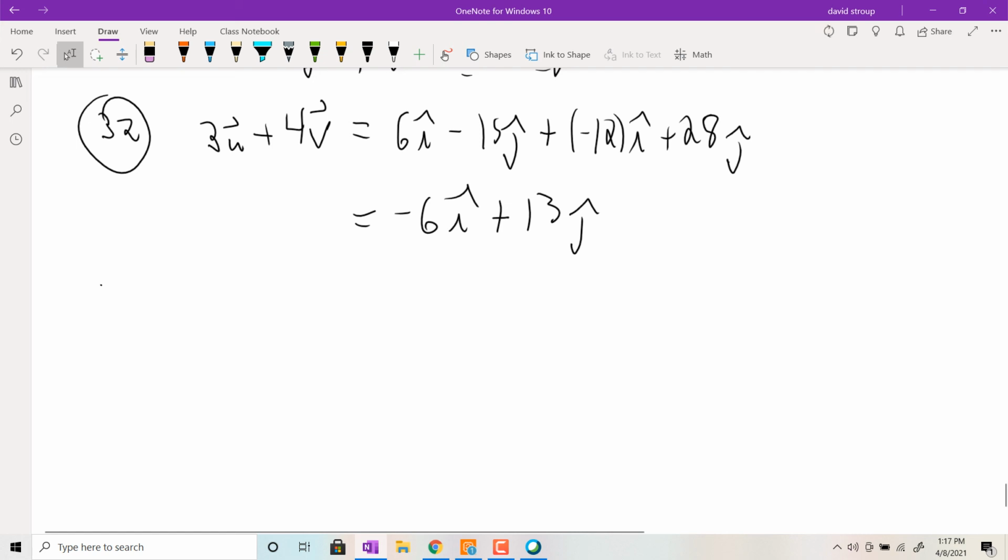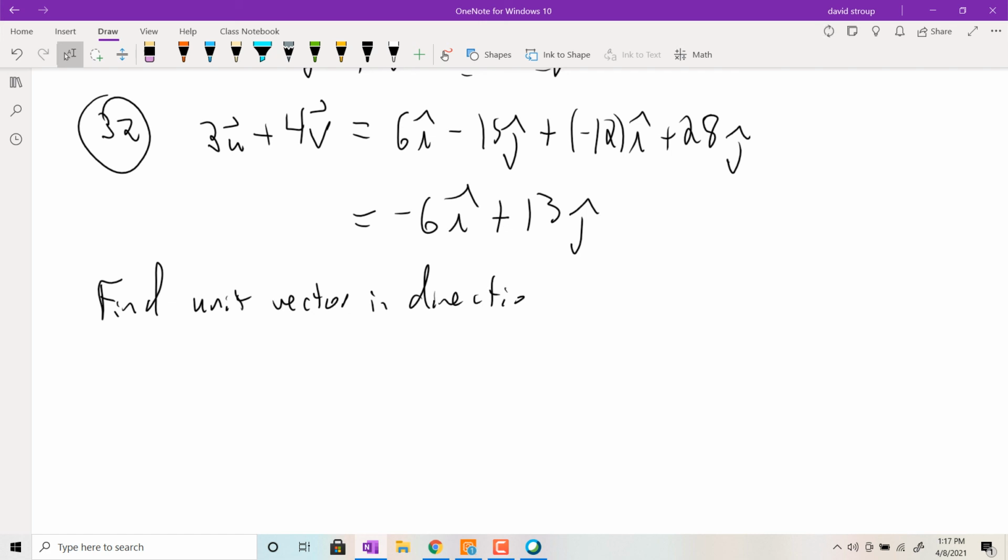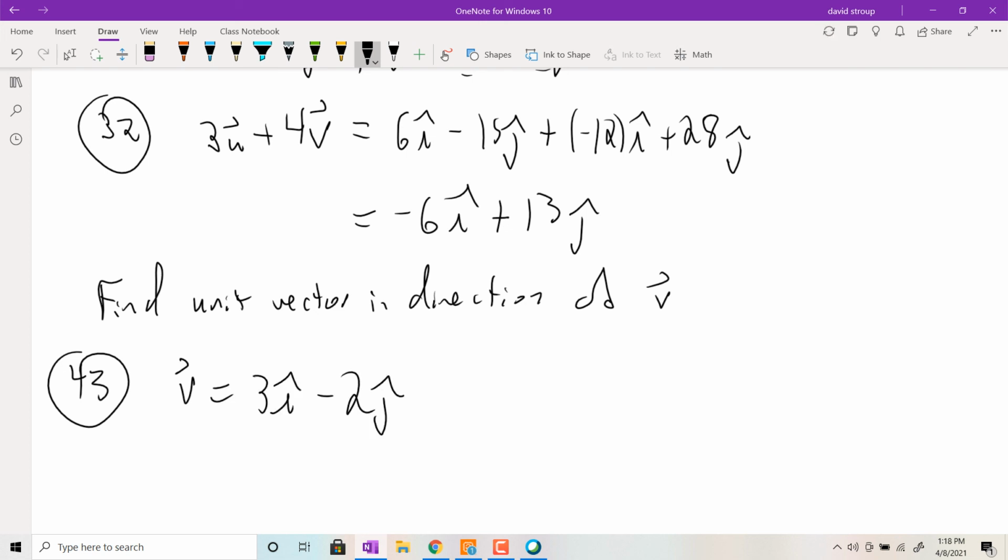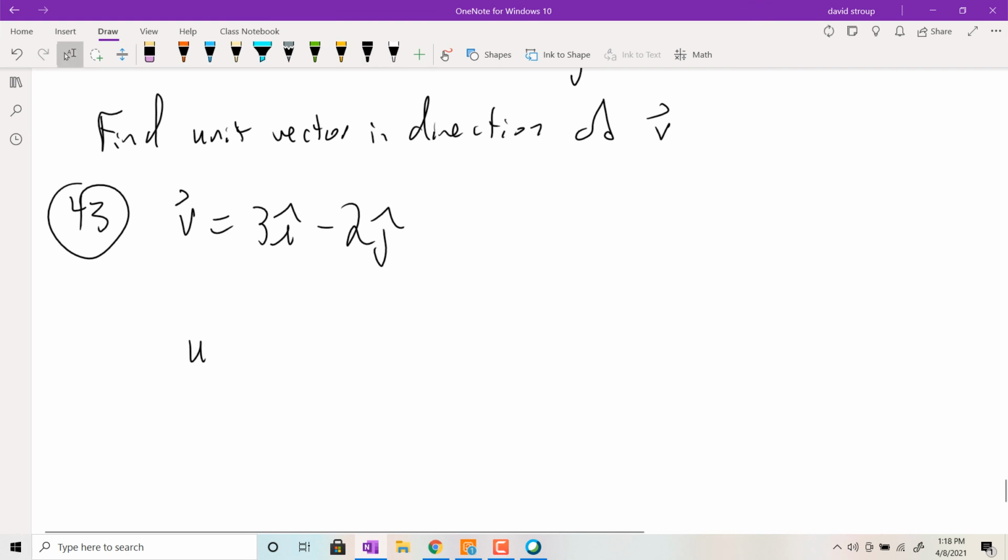Unit vectors are important. A unit vector is a vector that has length 1. Basically all you have to do is find the magnitude of the vector and then multiply the original vector by the reciprocal of the magnitude. So 43 is vector v equals 3i minus 2j, and I want to turn that into a unit vector. So the unit vector will be 1 over the magnitude of v times the vector v.